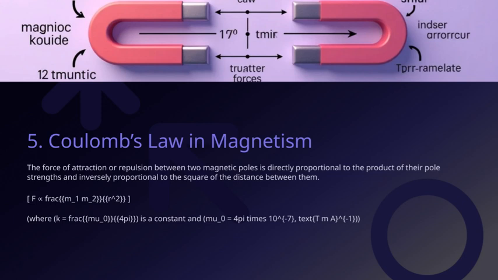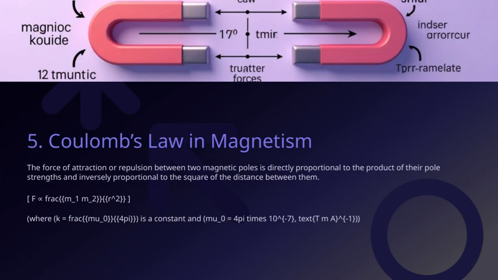This constant essentially helps us quantify the magnetic force in a standardized way. Now, the key relationship we see here is that the force, which we denote as F, is directly proportional to the product of the two pole strengths, m1 and m2. So, if either of these poles gets stronger, the force between them increases.